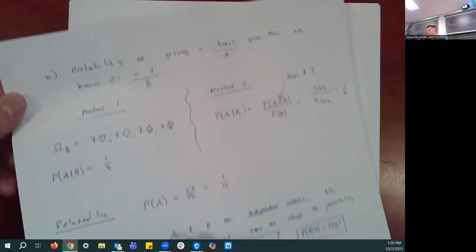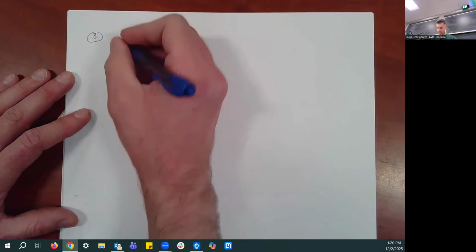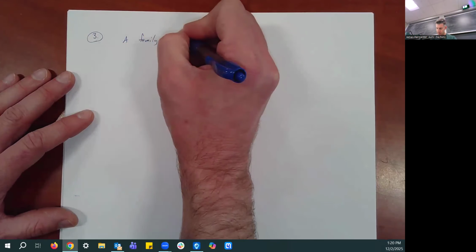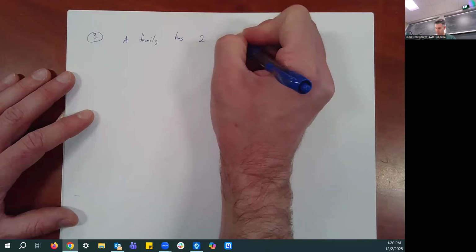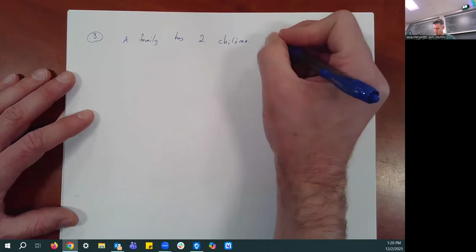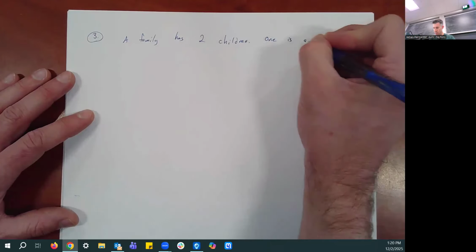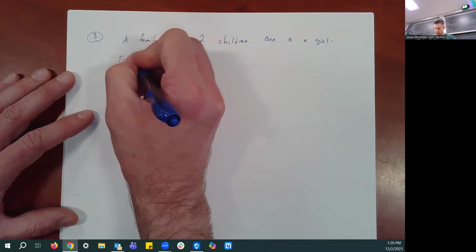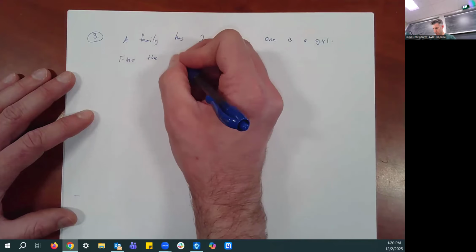Let's look at one more example here. Whatever number this is, I think it's 3. A family has 2 children. One is a girl. Find the probability that both are girls.